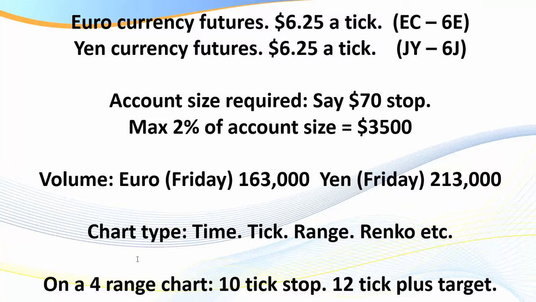So what sort of chart types do I like for trading the currency futures? Well, of course, you've got time-based charts. But hands down, you want to go for tick or range. I won't go into why in this video, but we're going to look at both in a moment. You've got Renko and lots of other types of charts, but I really like tick and range. Now what about stops on a 4 range? I love the 4 range on the euro futures and also on the yen, and my target is a minimum of 12 plus ticks. So you're looking at $62.50 on average.